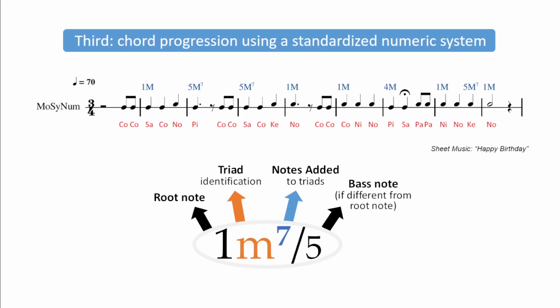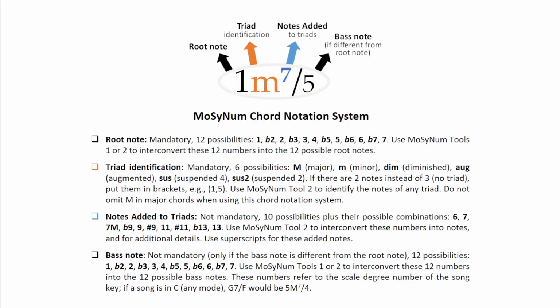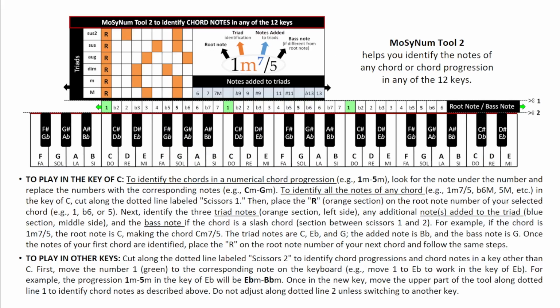Here, you can see what each part of the chord symbol means. Here you can see more details about MoSyNum's chord notation system. And here's a MoSyNum tool that helps identify the notes in any chord or progression, in all 12 keys.